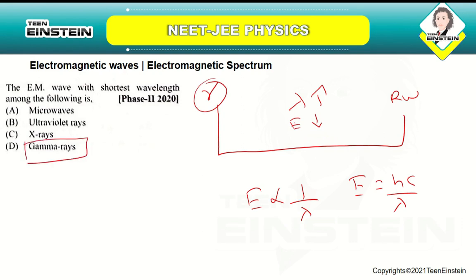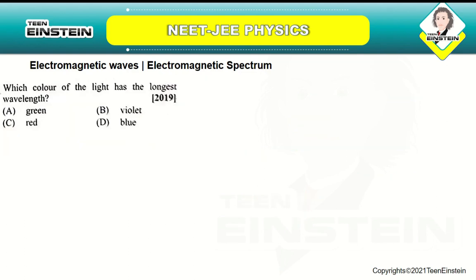Okay, it is a direct question, just you are going to make use of the electromagnetic spectrum and find out which is the shortest wavelength, and the longest wavelength will be radio waves in the electromagnetic spectrum. Okay, let us now move on to the next question. Which color of the light has the longest wavelength? Okay, so which color of the light has the longest wavelength? And here they have given you green, violet, red and blue.